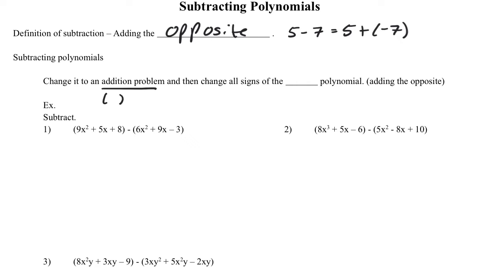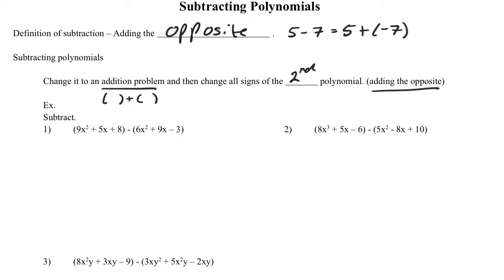So we're going to be adding two polynomials, which means we need to take the opposite of the entire second polynomial. And I mean the entire thing, every single term. So we're going to change the signs of the second polynomial. That's the adding the opposite part, right?